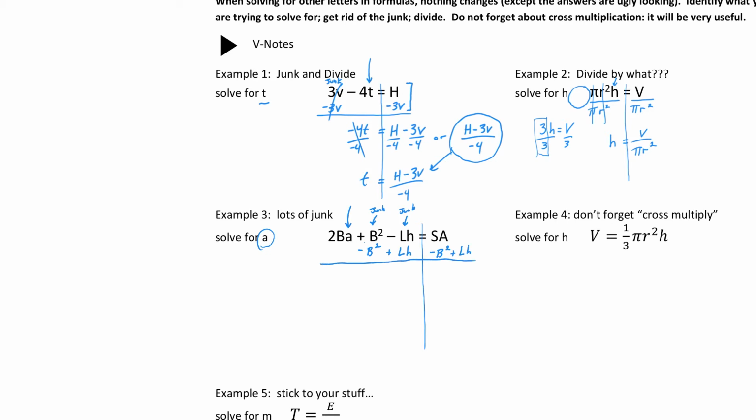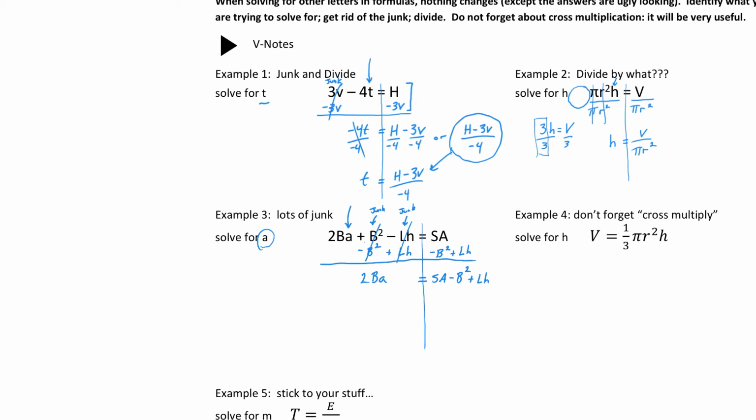Now again, we got rid of the junk, we got rid of the junk. So the only thing left over here is 2ba. On the other side, again, none of these are like terms, so we write it sideways. 2ba equals minus b squared plus LH. Just so you know, the order really doesn't matter. That takes care of the junk.